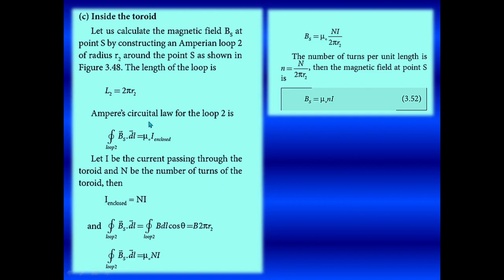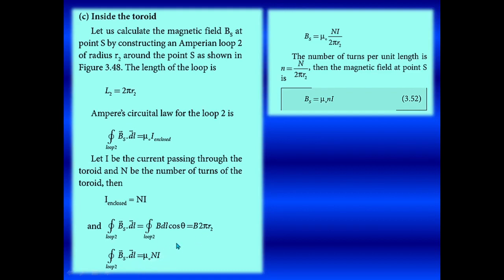So the equation can be written as the line integral of loop 2 of Bs vector dot dl vector is equal to the line integral of loop 2 of B dl cos theta, which is equal to B times the integration of dl. Integration of dl is nothing but L, the length of the circular loop, meaning 2 pi R2. So B into 2 pi R2. Now this is equal to mu naught N I. Already we know the formula of Ampere circuital law, mu naught I. Here the number of turns of the toroid is N, so mu naught N into I.